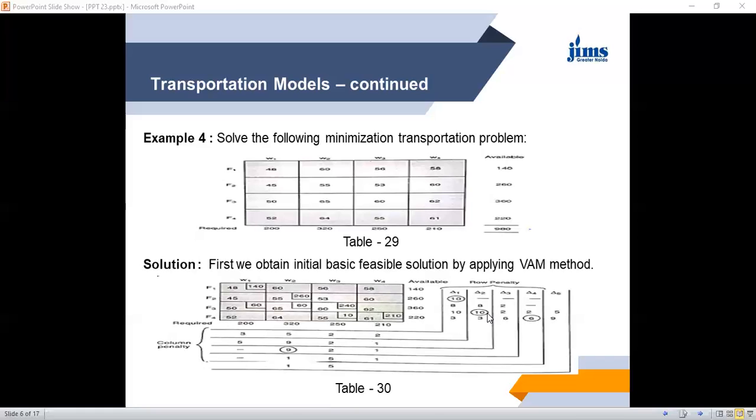Similarly, for the rows, we are calculating the differences. So again, we find that 10 is the maximum penalty. You see, for each row and each column, we calculate the difference between the least cost and the next to least cost. And again, we find that 10 is the maximum value of the penalty. So this is against row F3. So again, we make the maximum possible allocation. Requirement is here 260, 200. Supply available here is 360.